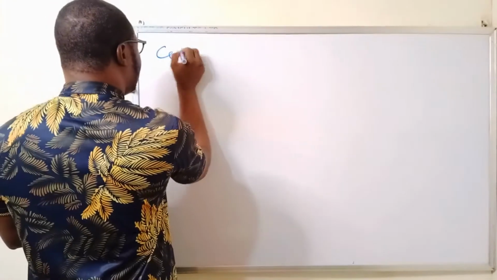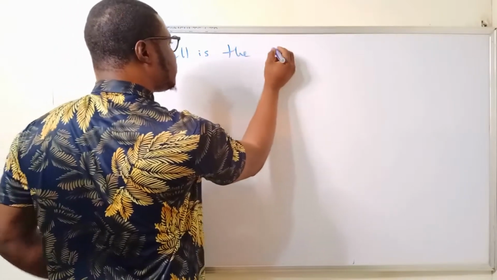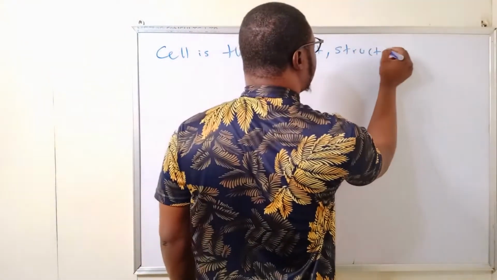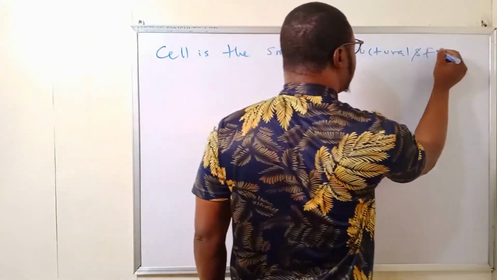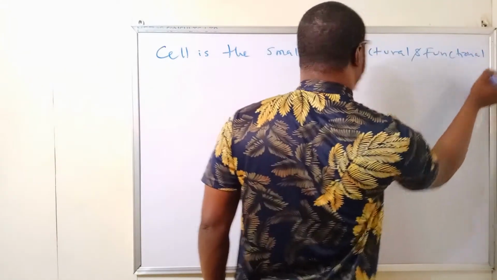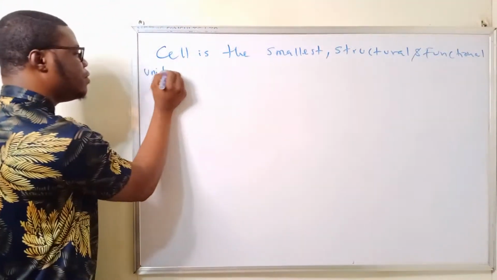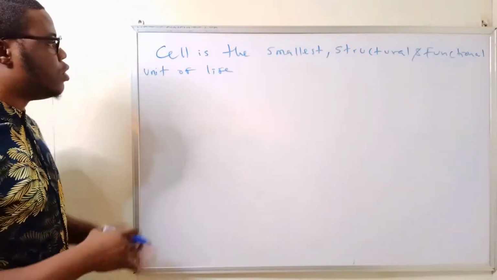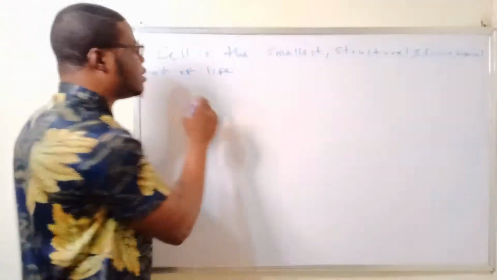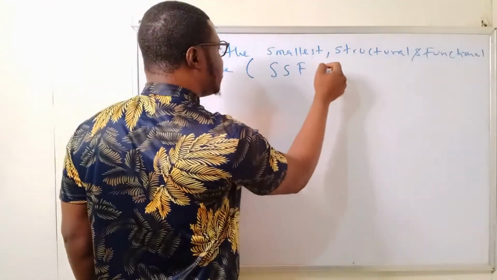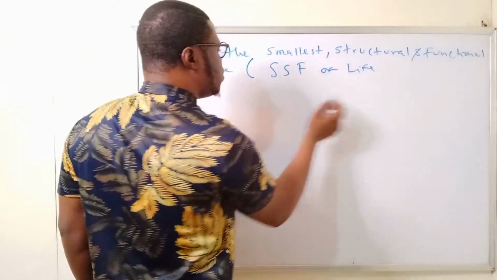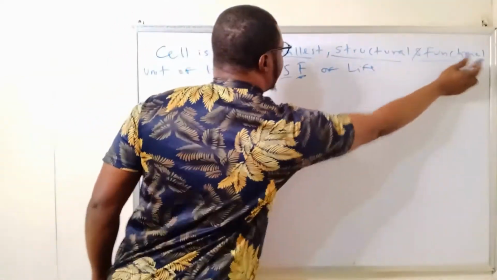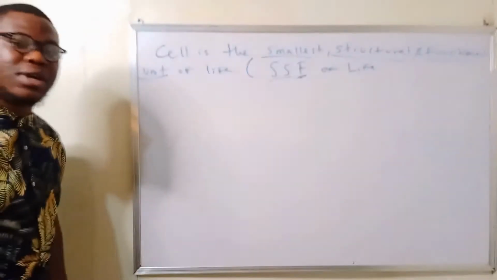A cell is the smallest structural and functional unit of life. And functional unit of what now? Of life. Now we are not talking about a book. We are talking about human life. So, if you want to use an acronym for this definition, you can just say cell is the SSF of life. So the smallest structural and functional unit of life. As simple as that.